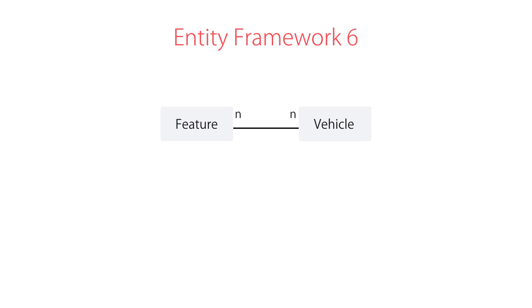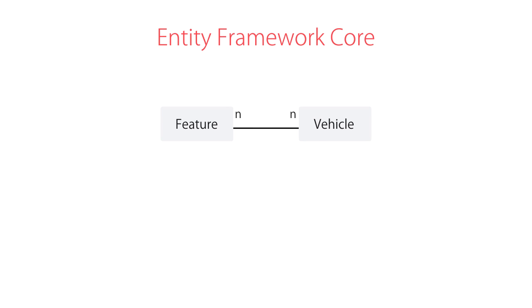All right, many-to-many relationships. In Entity Framework 6, it was perfectly valid to have a many-to-many relationship between two different classes. So if we implemented our domain model like this, then Entity Framework would create a mapping table between the features and the vehicles tables. However, at the time of recording this video, we don't have many-to-many relationship support in Entity Framework Core, but I believe this is something that is going to come in the future versions of Entity Framework Core.